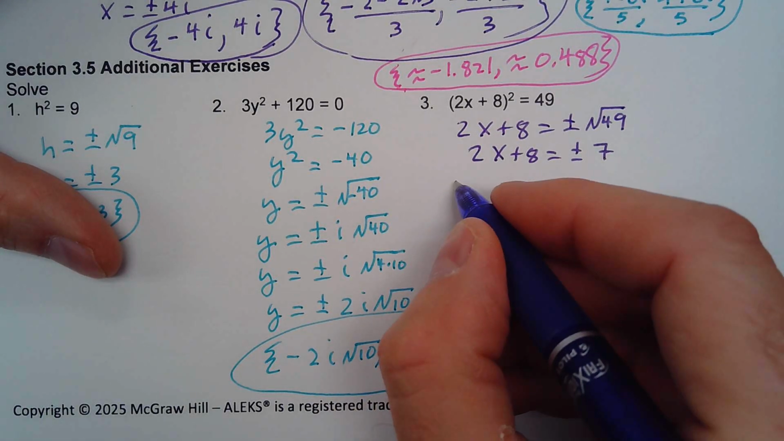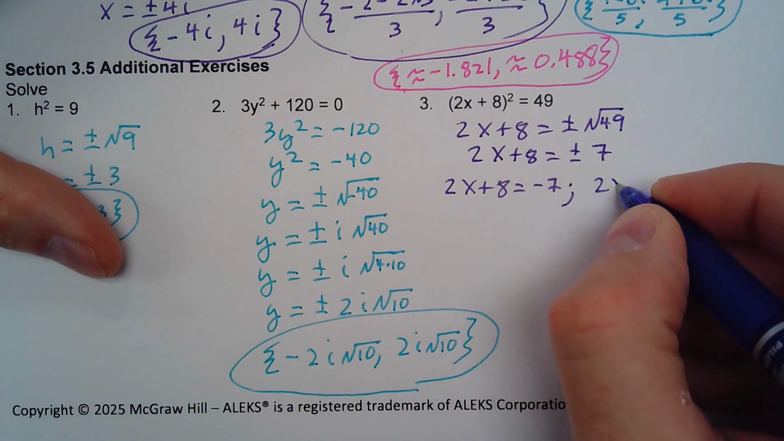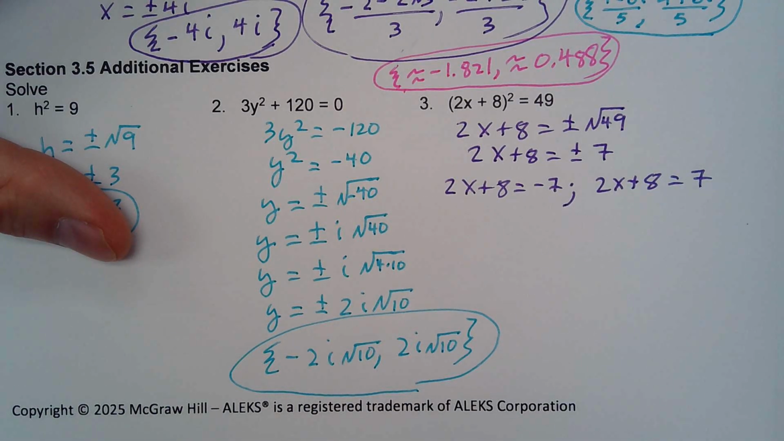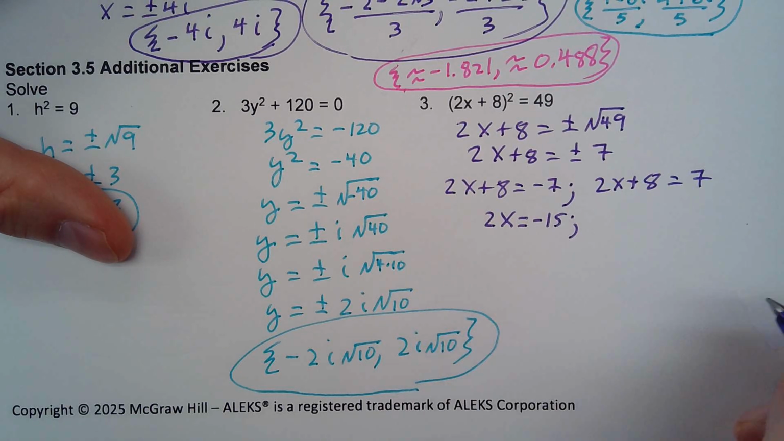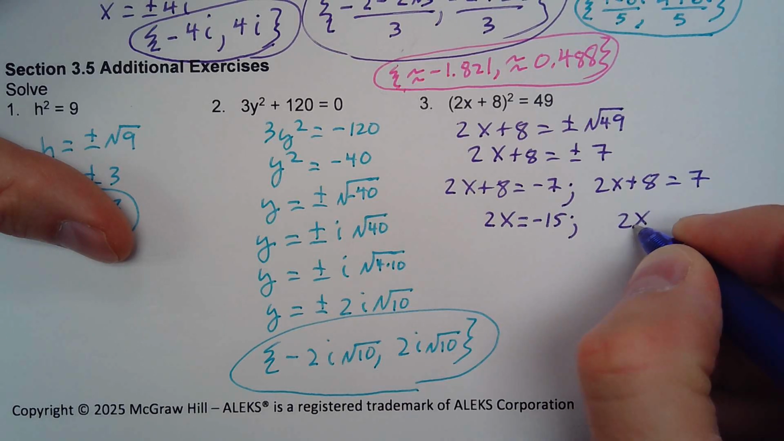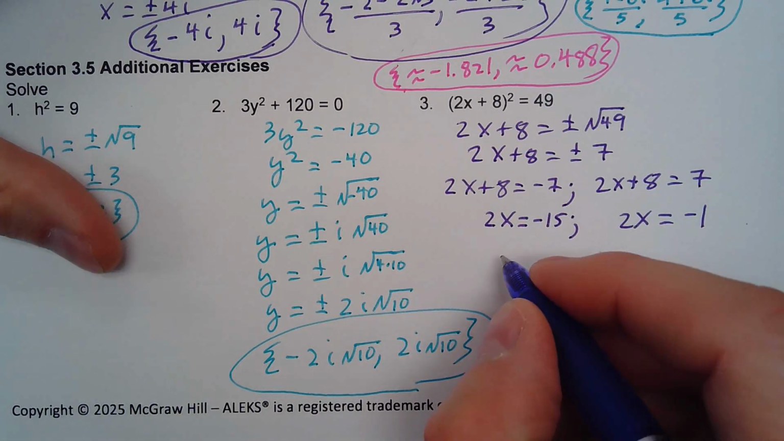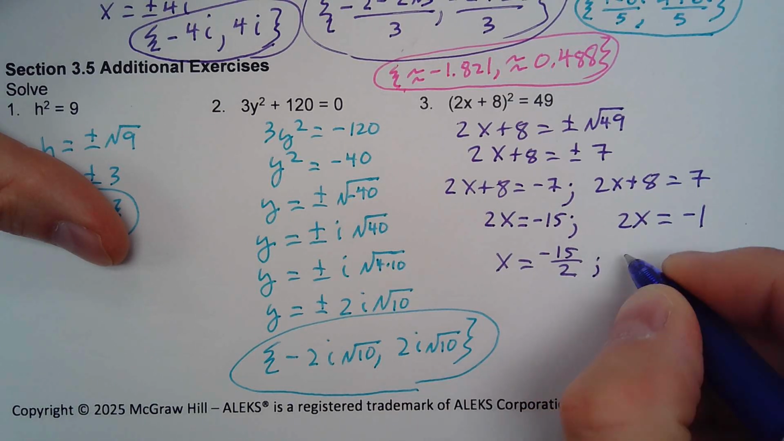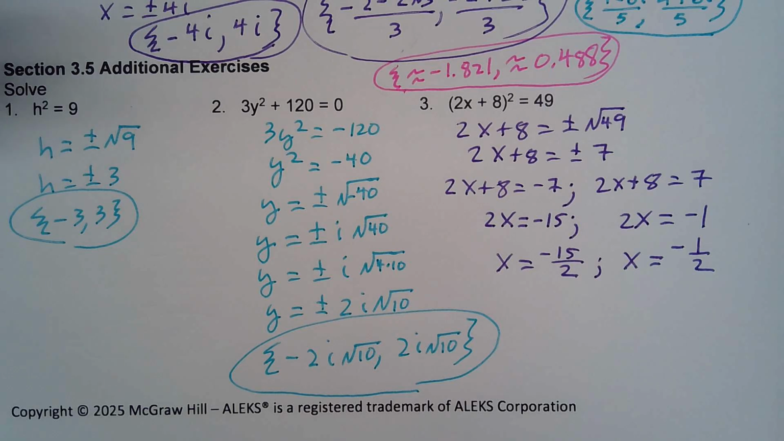Now remember, that's really 2 equations. The first one is 2x plus 8 equals negative 7. The second one is 2x plus 8 equals positive 7. On both of them, we need to subtract 8 from both sides. So if I subtract 8 from both sides, it's going to be 2x equals negative 15 here. If I subtract 8 from both sides on this one, this is going to be 2x equals negative 1. And now to solve, just divide by 2. So I get negative 15 halves, and negative one half is my answer.